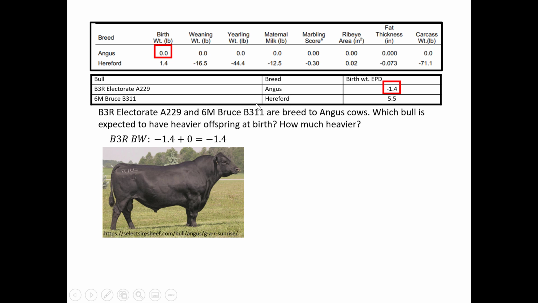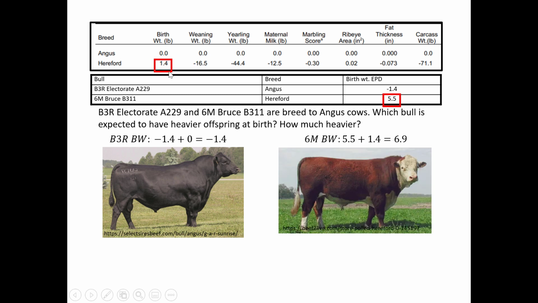Now let's look at 6M. 6M is a Hereford. He has a birth weight EPD of 5.5, and he needs to be adjusted by 1.4. So for 6M, we do 5.5 plus 1.4, and that gives us 6.9. Now we compare these two bulls since they've both been adjusted to Angus. Looking at them, we know that 6M is going to have heavier calves. He has 6.9 for his birth weight, and B3R has a -1.4.